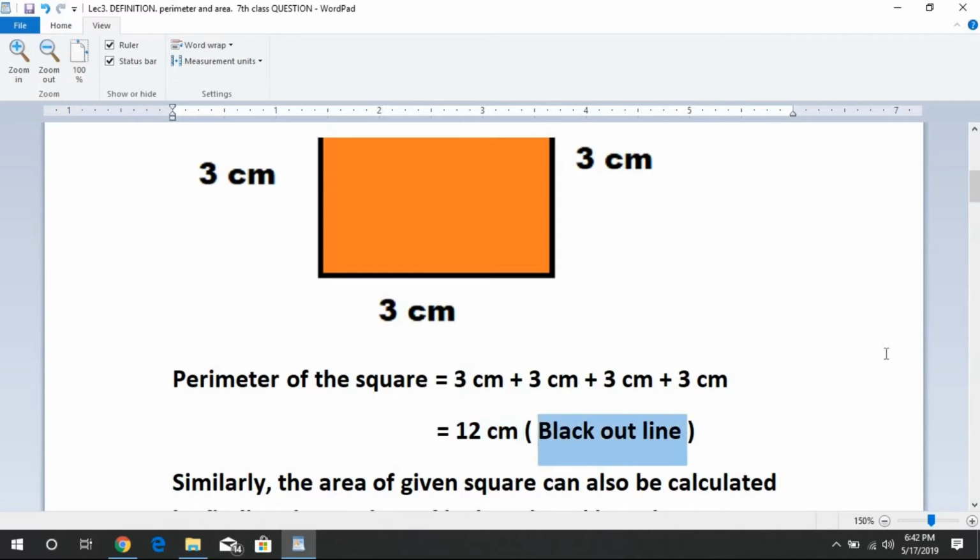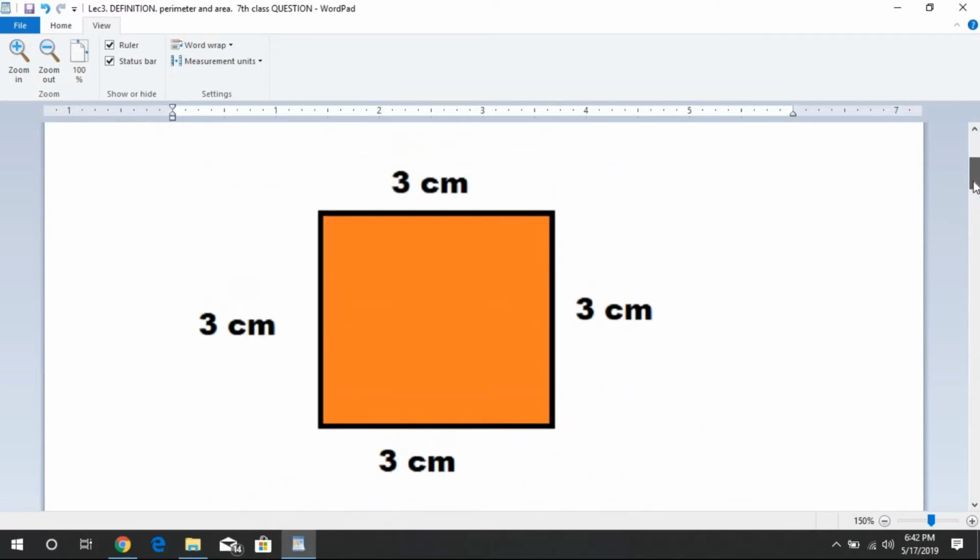This is the black outline. Perimeter is the black outline here in this diagram.